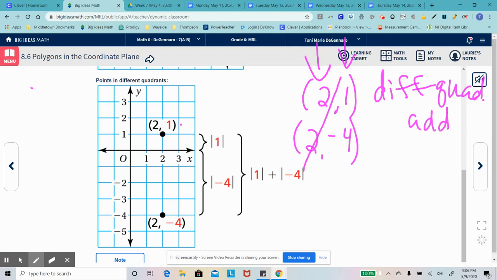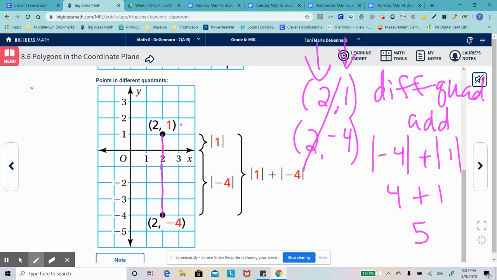So we're going to cross off our x's. We want them gone because they are the same. And we're going to take the absolute value of -4 and the absolute value of 1, and add them together. 4 plus 1 gives me 5. And I believe that's what we got before. 1, 2, 3, 4, and then 5. So our distance is 5.